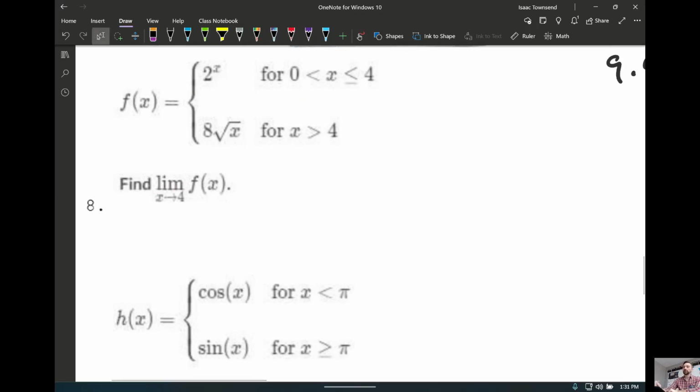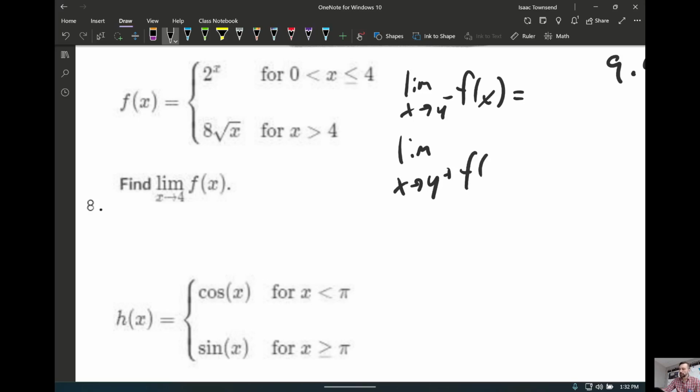So you don't need to write this down for every question, but please write it down for the first question, because this is what your thought process should be. You should be thinking about from the left and from the right. And depending on what these two are is going to depend on what your answer is.